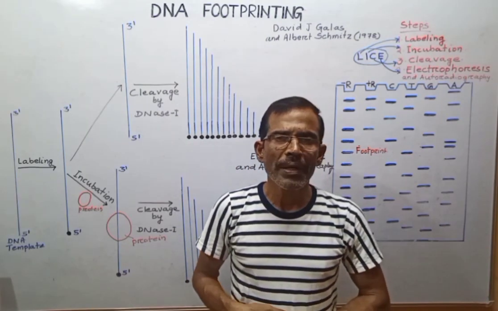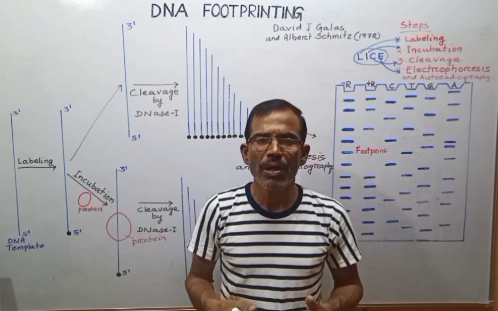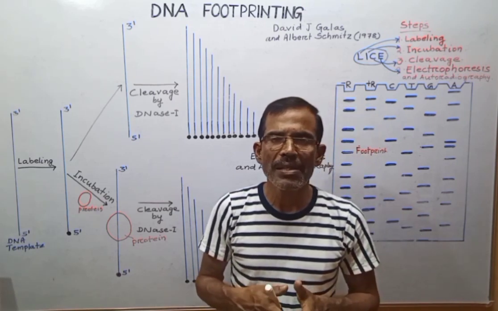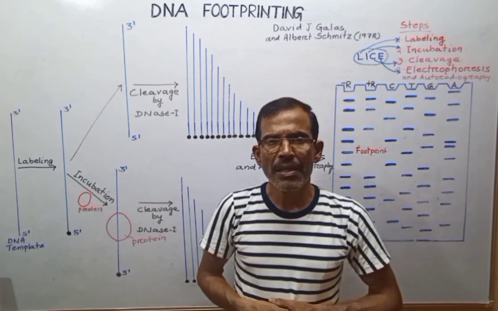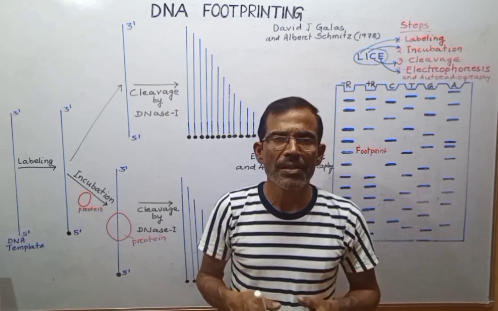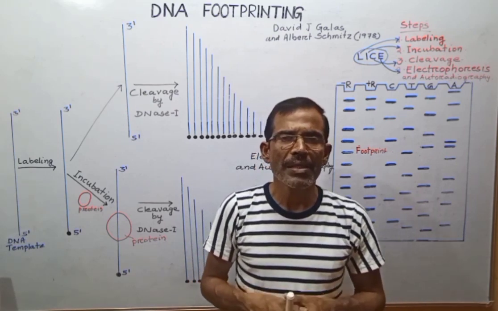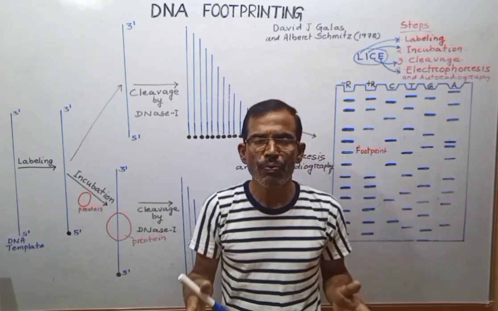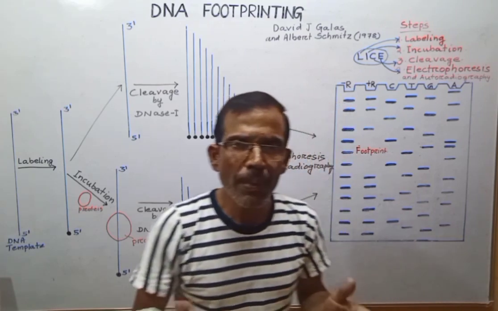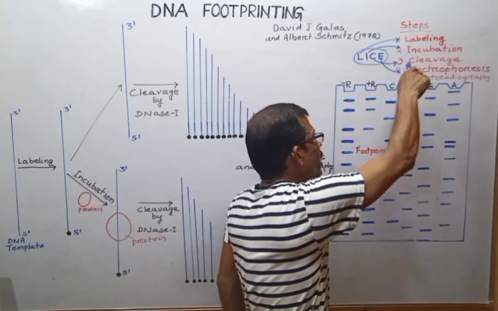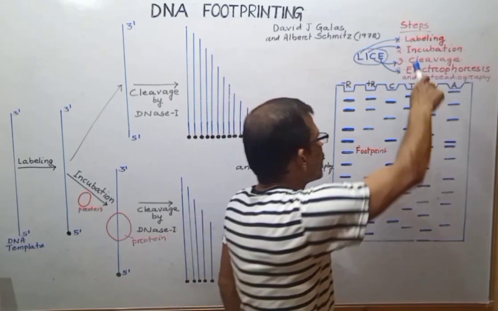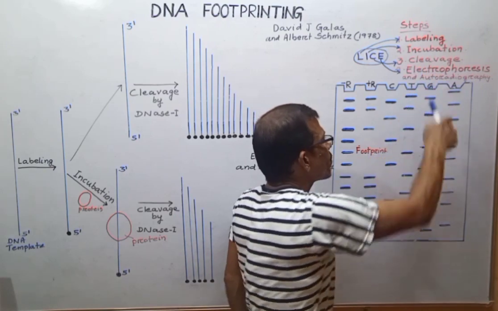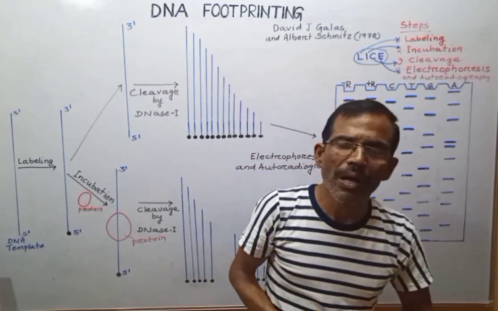By DNA footprinting, we can identify the location on the DNA where a specific protein binds and interacts. This technique is used to study the interactions between DNA and specific proteins in order to understand the mechanism of gene regulation. In footprint analysis, there are four main steps. They are labeling, incubation, cleavage and electrophoresis followed by autoradiography.